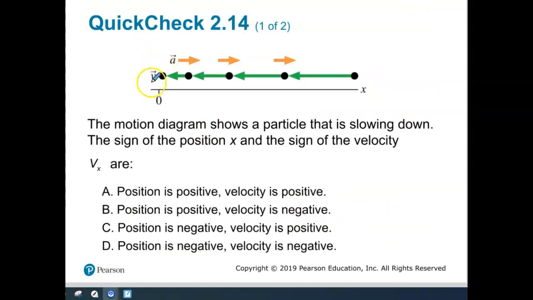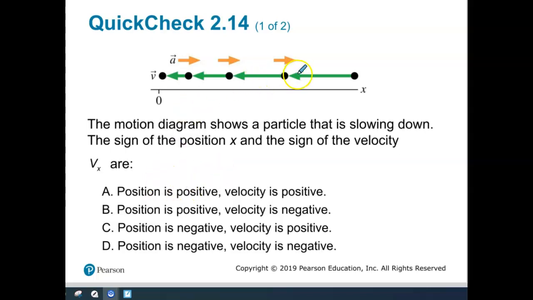So we're going to continue with this concept and look at the motion map. Again, the dots represent the particle moving with each second of time that goes by. We have our velocity vectors in green here, and our acceleration vectors in orange. From this diagram, we're going to answer a couple of questions. It says, the motion diagram shows a particle that is slowing down. What is the sign of the position x and the sign of the velocity vx? Let me give you a second to try to figure this one out.